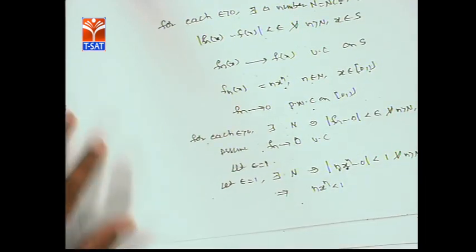Right. Thank you, Narendra. Sir, clearly explain the second example, fn of x is equal to n into x to the power of n, x belongs to [0, 1). Already we see that this is pointwise convergent but not uniformly convergent. Why? Take a counter example here.